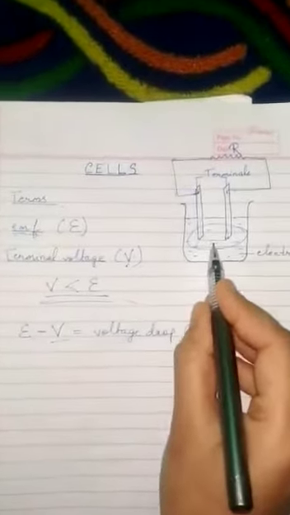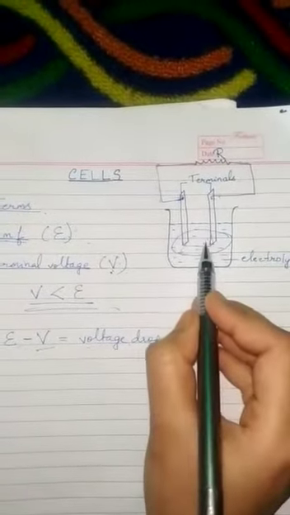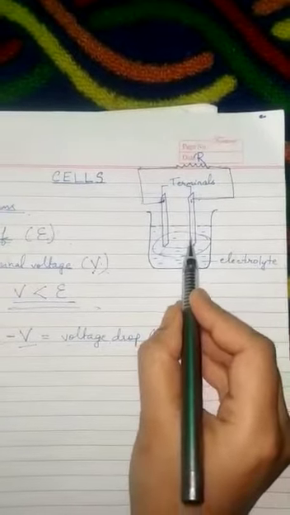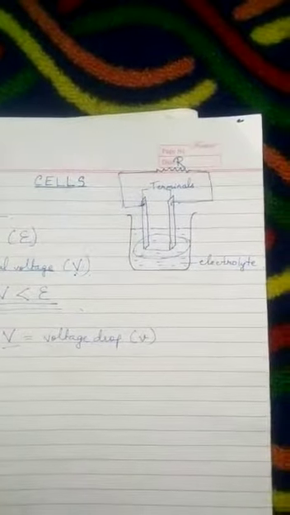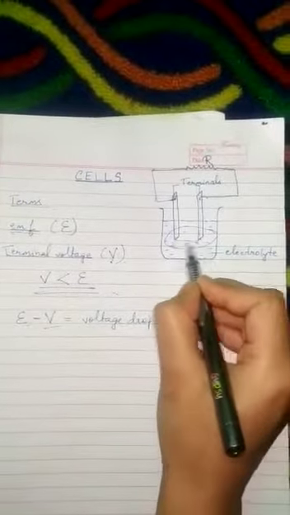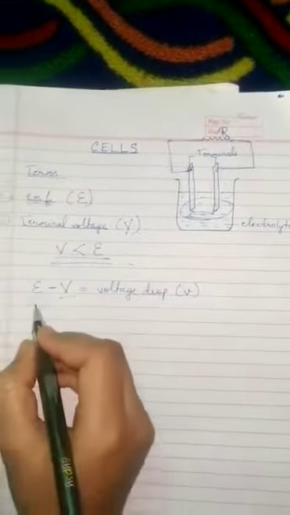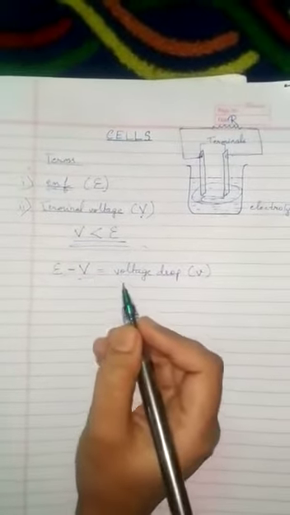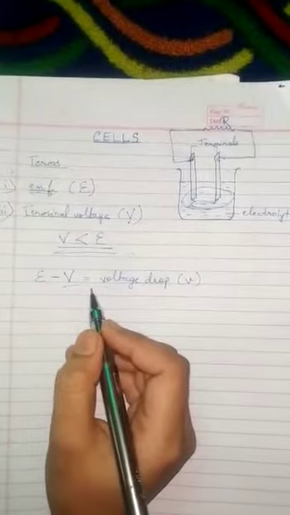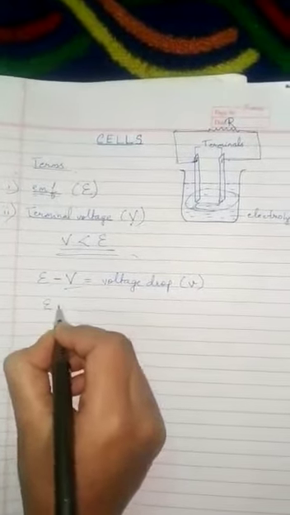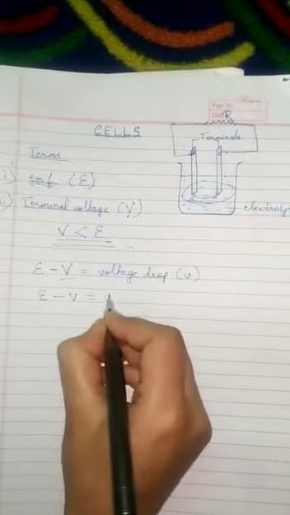That means voltage drop can be defined as the work done in taking a unit positive charge across the electrolyte of the cell. Now you can see these three terms here: EMF throughout, terminal voltage through this, and voltage drop through this. Now we will try to find out an expression relating EMF and terminal voltage. It is nothing but EMF minus V is equal to small v.